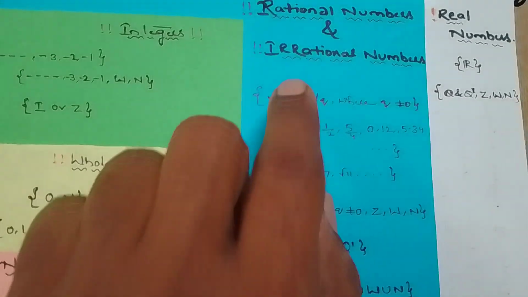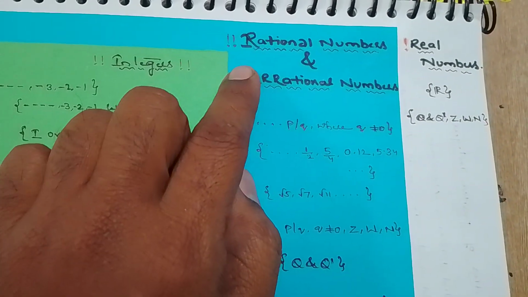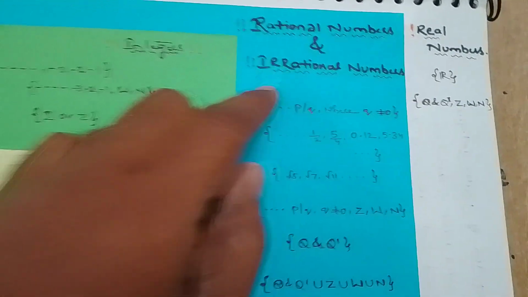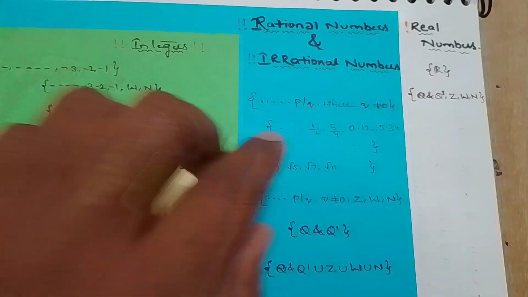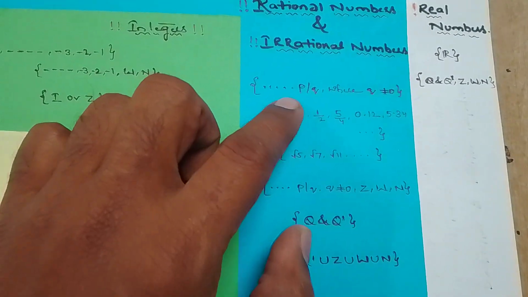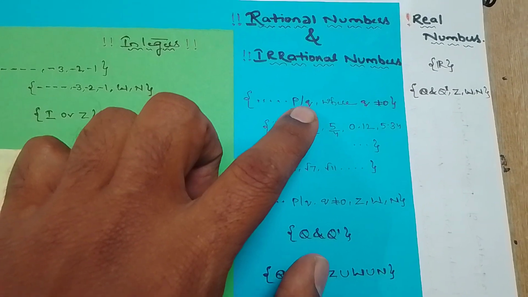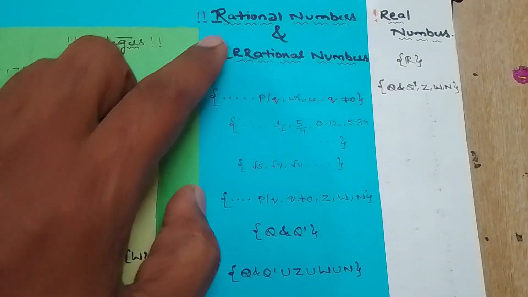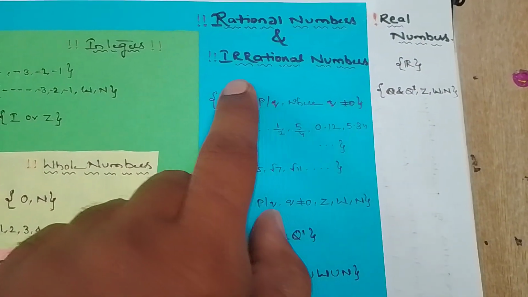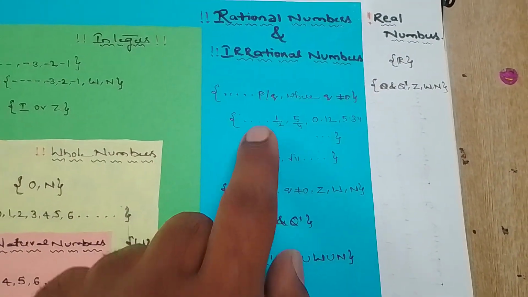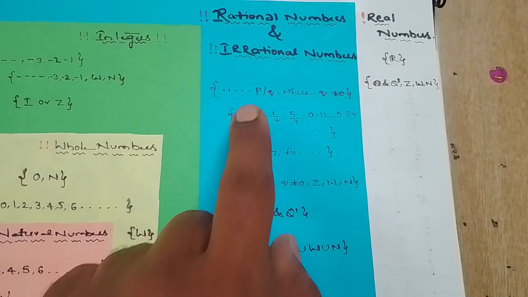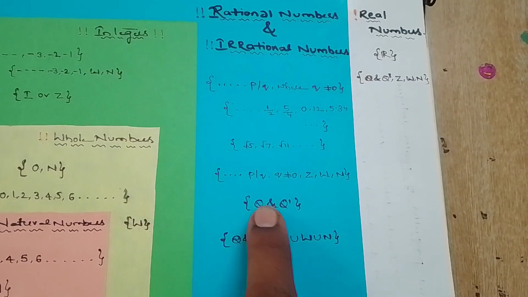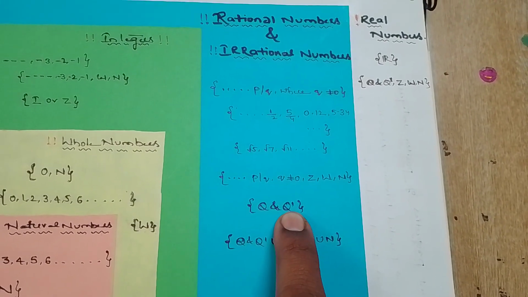And coming to the fourth set, that is rational and irrational numbers, the combination of all these, including some special properties, that is fraction form p by q, where q is not equal to 0. These are rational numbers, guys, and irrational numbers cannot be expressed in p by q form, where rational numbers are denoted by Q and irrational numbers are denoted by Q dash.